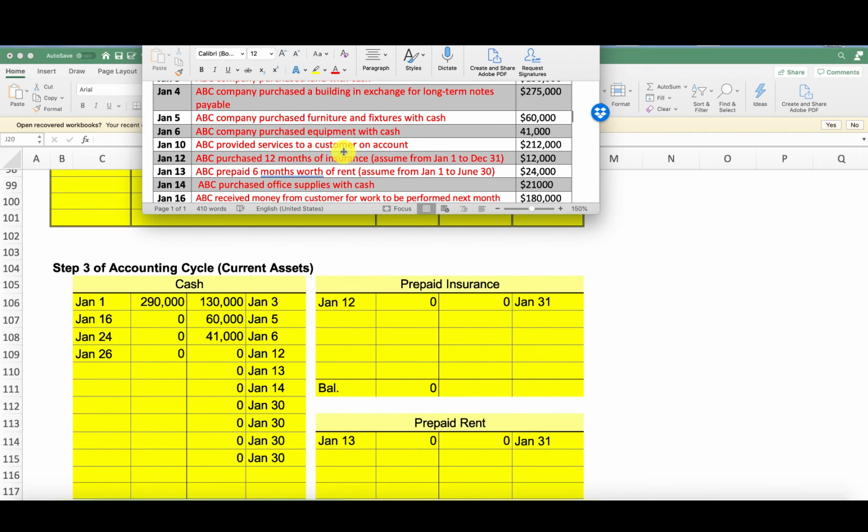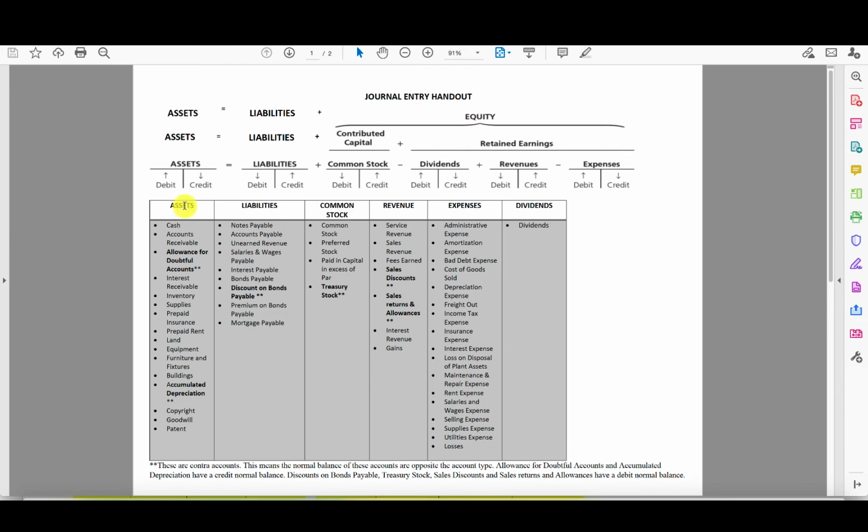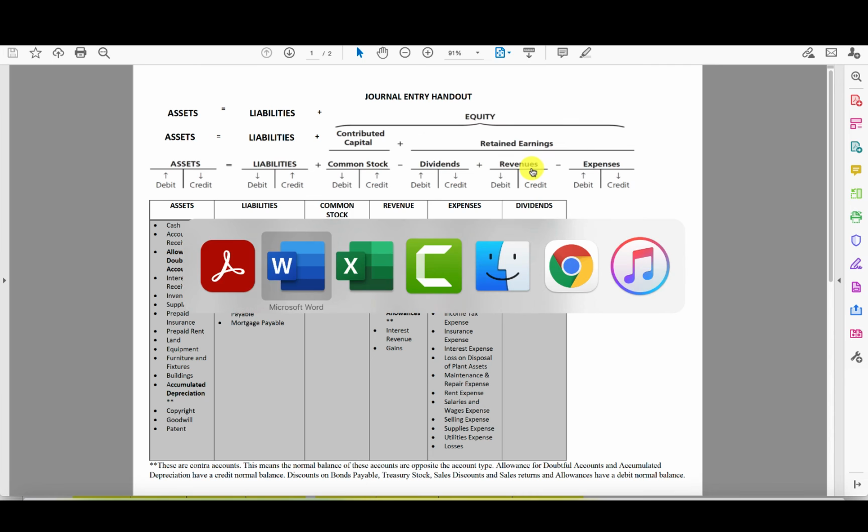ABC provided services to a customer on account. This means you provide service. This is always service revenue. Providing services equals service revenue. And this was on account. That means you didn't receive any money, right? Your customer has an IOU, which is an accounts receivable. So service revenue is increasing and accounts receivable is increasing, right? So if we go to the asset section, we see accounts receivable is an asset. It's increasing, so I'm going to debit it. Okay. Service revenue is increasing on the revenue side. That's a credit. So that is my journal entry.